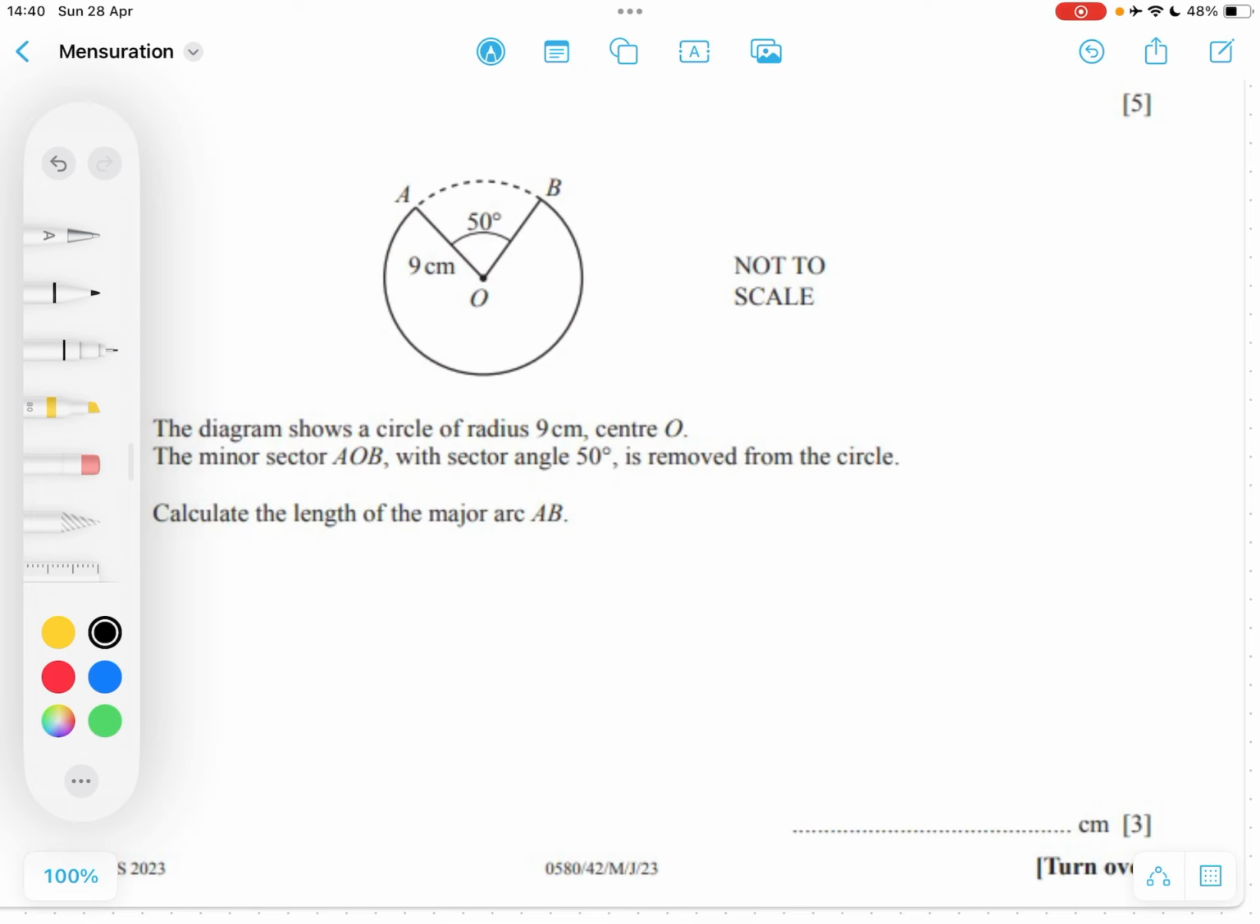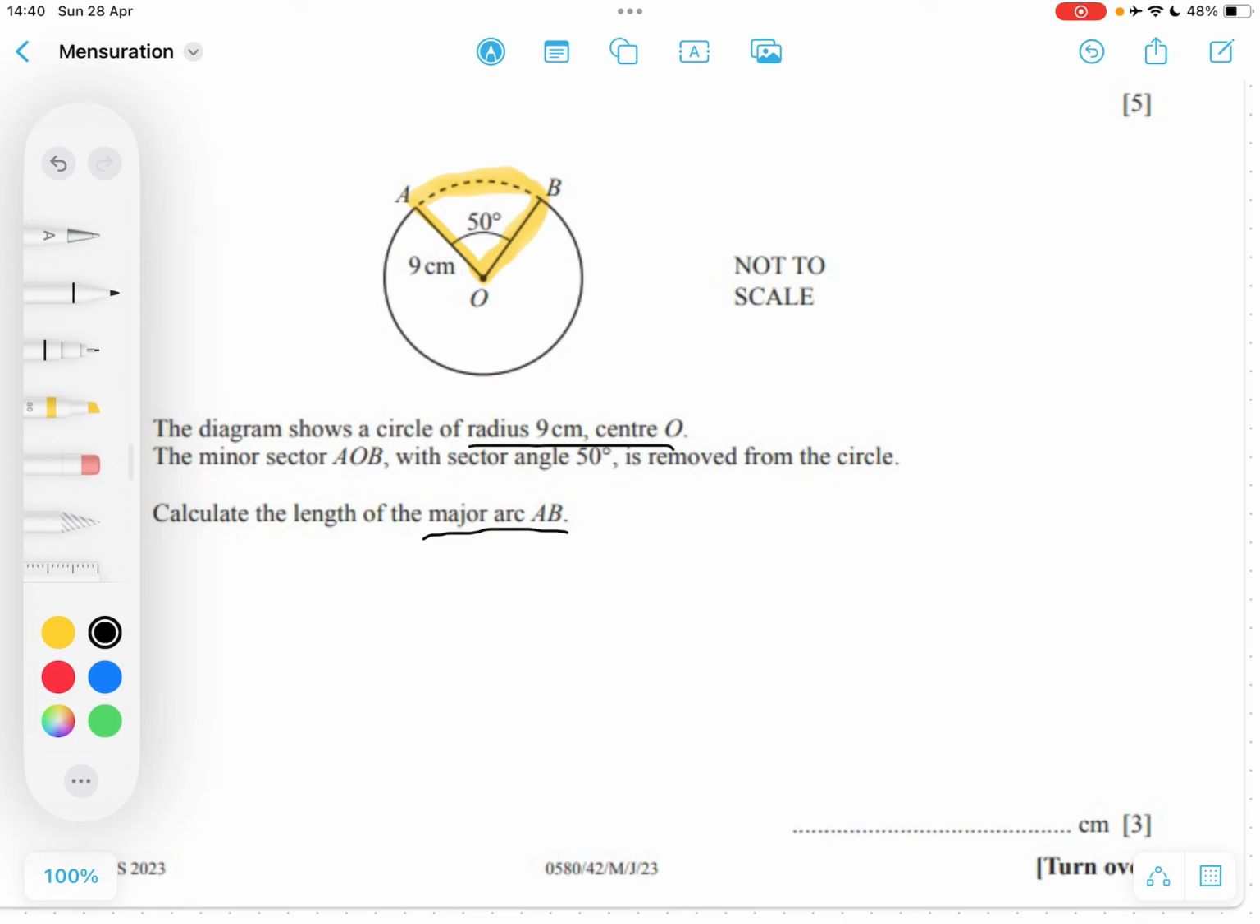So the first question, we're given a circle of radius 9 centimeters and center O. And a minor sector is removed from the circle. So the minor sector is this one here, AOB. It's been removed from the circle, and that has a measure of 50 degrees. So it says to calculate the length of the major arc AB.